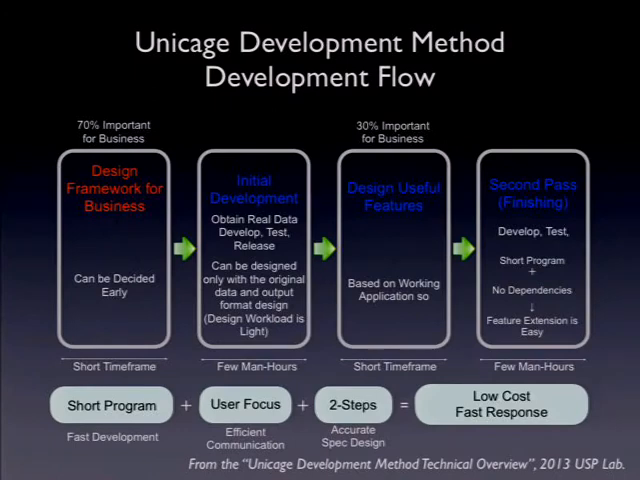And this picture shows a comprehensive development lifecycle. The Unicage development method has two development phases. The first is discussion: listen to the customer's request and design. Seventy percent of the importance is in this phase. Next is short-term development. Application is very small, so development time is very small. In the third phase, they redefine the design. And in the fourth stage, they finish the implementation and refine the application with just a quick tweak.